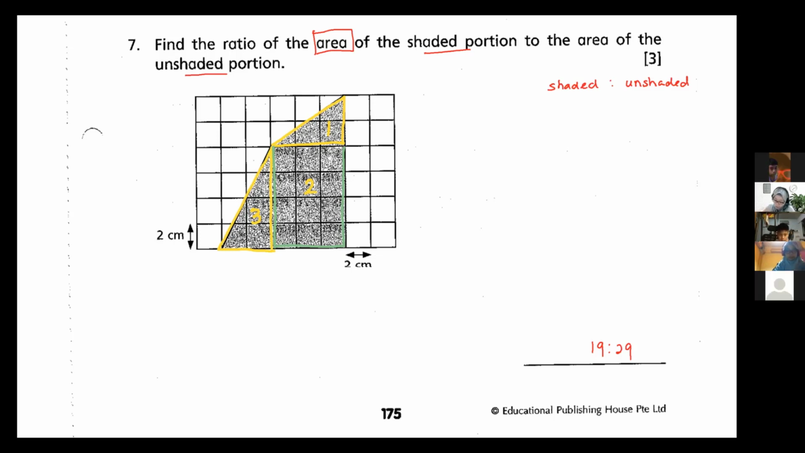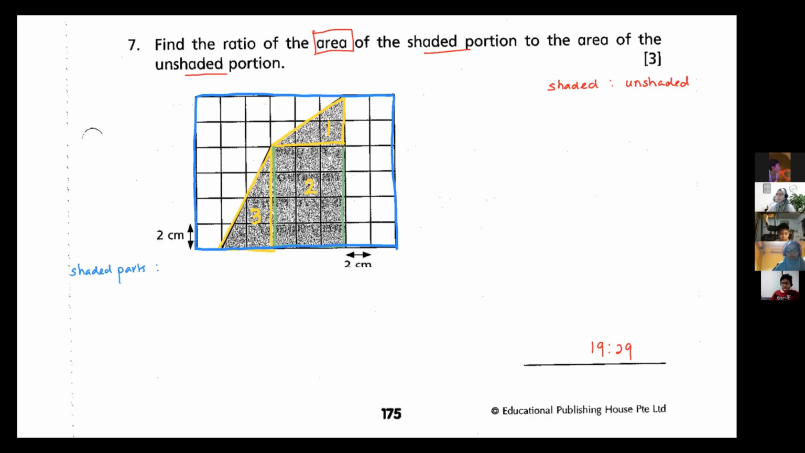If you look at the whole figure, it is a rectangle, right? The whole figure is just a rectangle, easy. So we can find the area of that whole rectangle easily. You can see I divided them accordingly. So what are we going to do first? Let's focus on finding the shaded parts first.